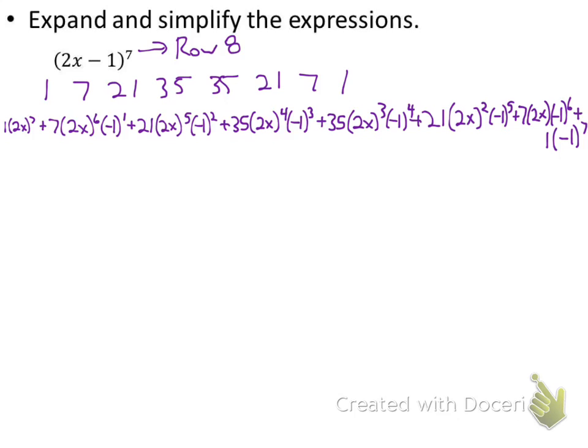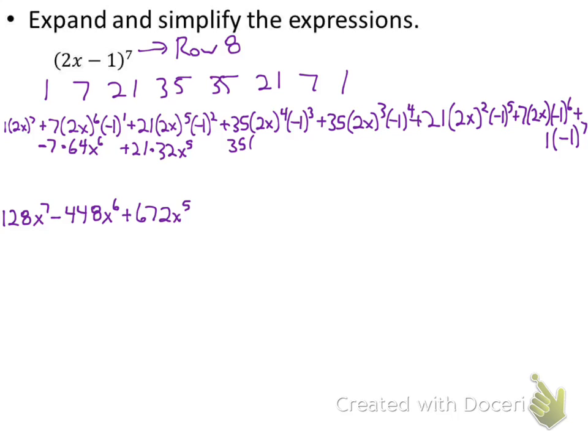Alright, so let's start putting this together. First we have 2 to the 7th. 2 to the 7th is 128, so that's 128x to the 7th. Then we go down to the next term. 2 to the 6th is 64. So x to the 6th, but I have a negative 1 out front, so that's going to be a negative. If I multiply, I get negative 448x to the 6th. Then we go 21 times 32x to the 5th. It's negative 1 squared, so it's going to be positive on this one. I multiply that, I get 672x to the 5th.